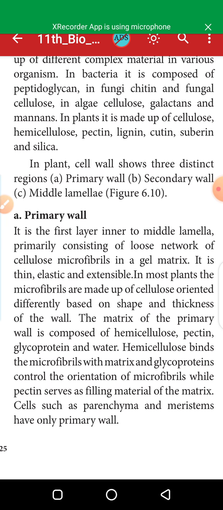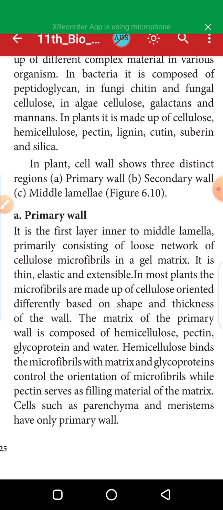First, primary wall. It is the first layer, inner to the middle lamella. Primarily consisting of loose network of cellulose microfibrils in a gel matrix. It is thin, elastic, and extensible. In most plants, the microfibrils are made up of cellulose, oriented differently based on the shape and thickness of the wall. The matrix of the primary wall is composed of hemicellulose, pectin, glycoprotein, and water.